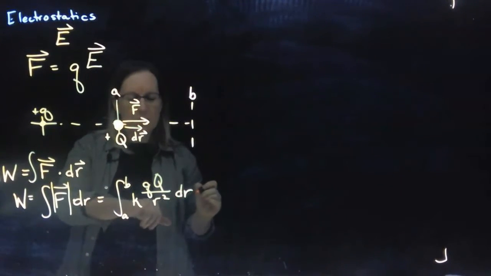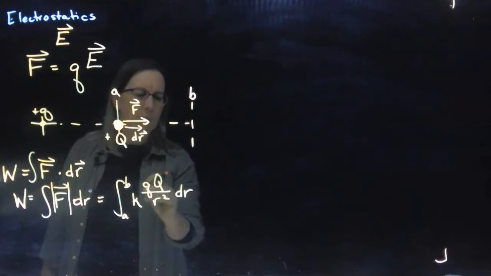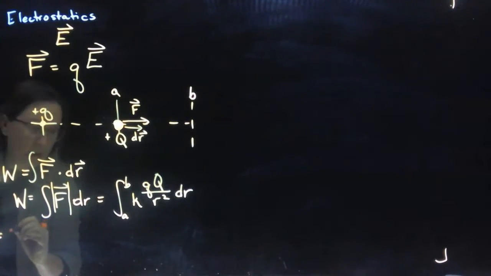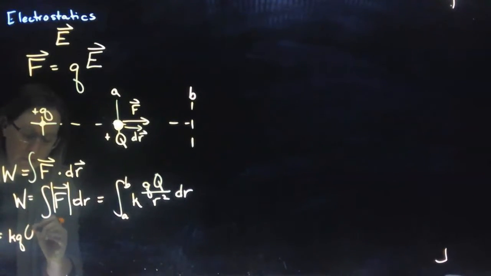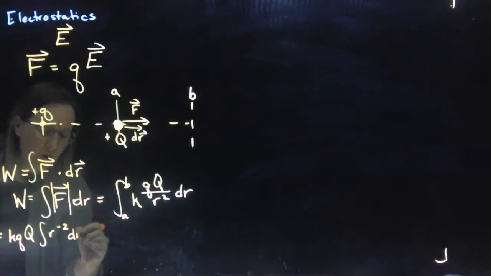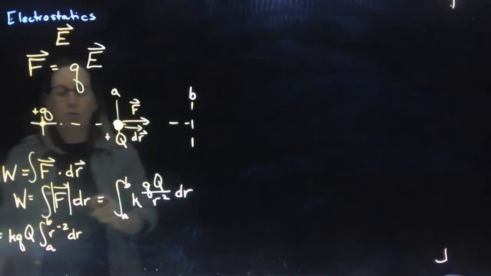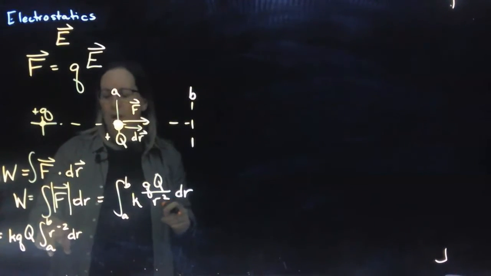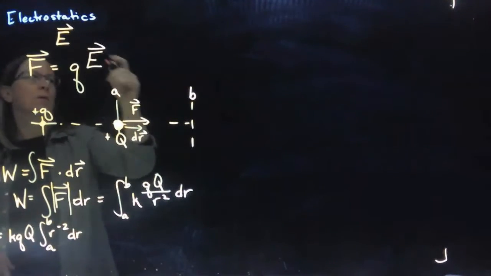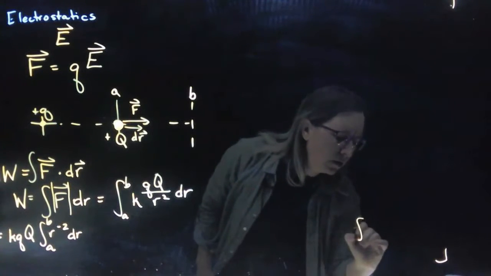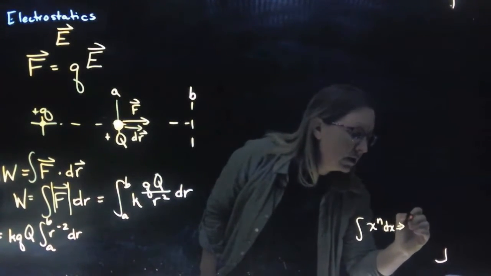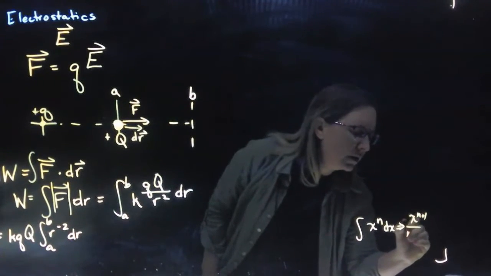And so we do this integral. Now, the K, the little q, and the big Q are all constants, so we can pull those out. So the work becomes K q times big Q, and the integral is r to the minus 2 dr from A to B. So we use our power rule. With integrals, remember that the integral of x to the n dx just becomes x to the n plus 1 over n plus 1.